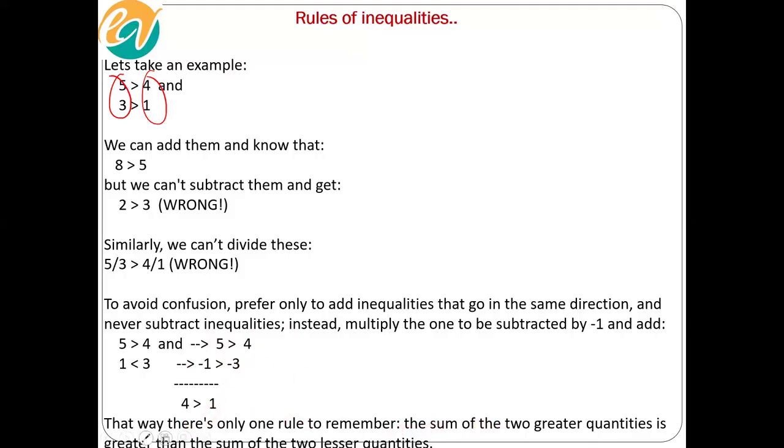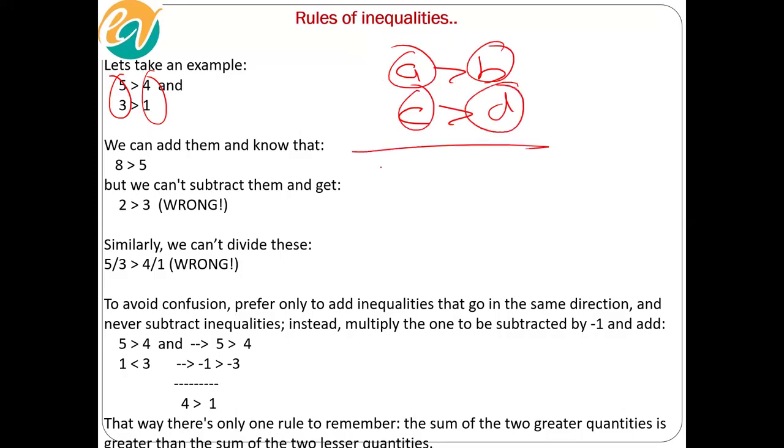Sum of two greater quantities is greater than the sum of two lesser quantities. What does it mean? A is greater than B, C is greater than D. Now, this is a greater quantity than this. This is a greater quantity than this. So the sum of two greater quantities is always greater than the sum of two lesser quantities. So this is pretty much the only rule that you have to remember.